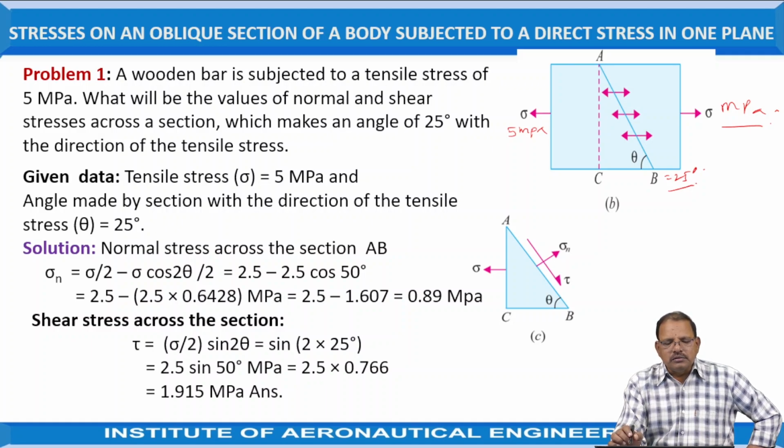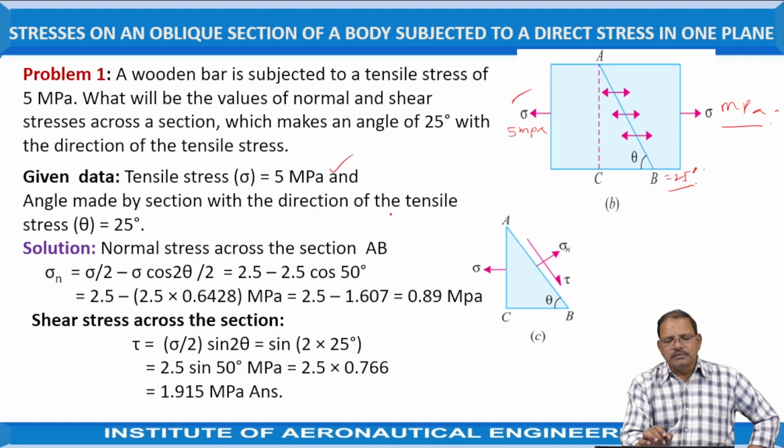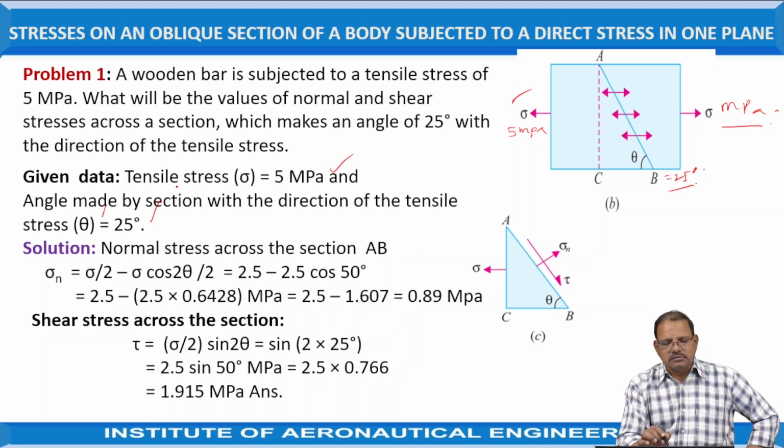Now, we have to determine the shear, normal and resultant stresses on the oblique plane AB. The given data in the problem is the tensile stress sigma equal to 5 megapascal, already shown in the figure. The angle made by the section with the direction of tensile stress, in other words along the x-axis, is theta, which is equal to 25 degrees.